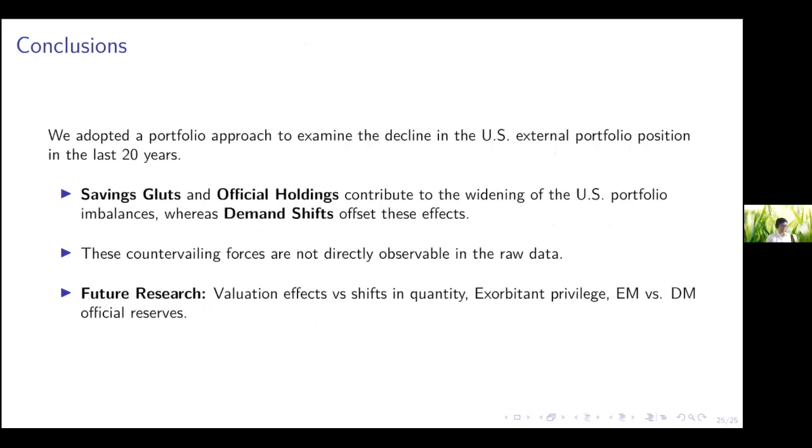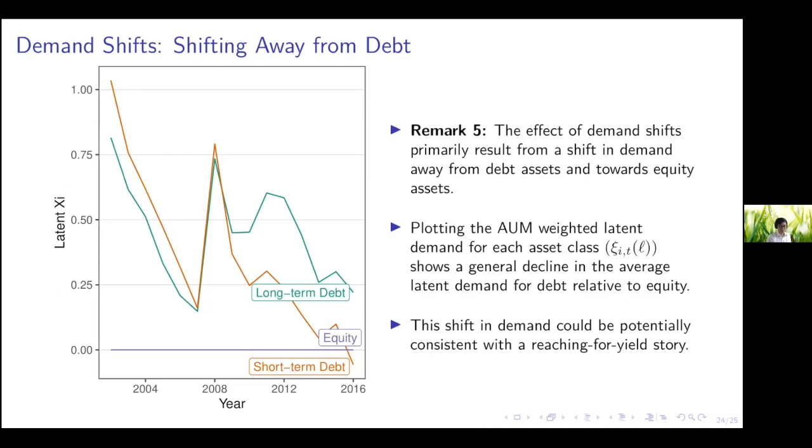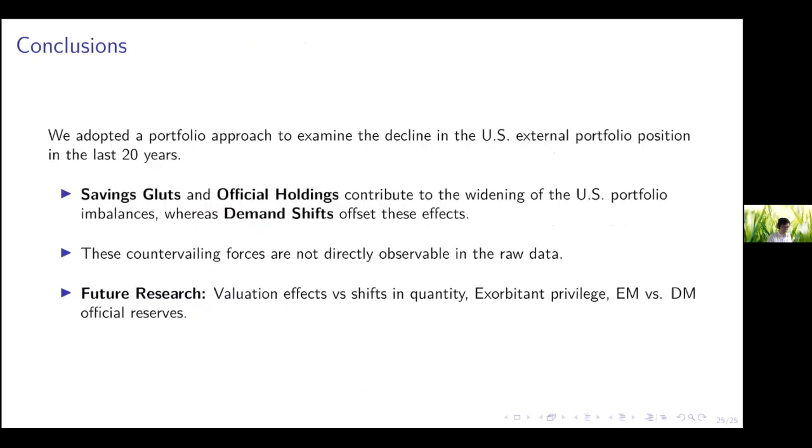All right. So that was the last picture that I wanted to show everyone. I'm going to end a couple of minutes early, but let me conclude. Essentially, what we tried to do here is adopt this portfolio approach, this structural approach, to examine the decline in the US external portfolio position in the last 20 years. What we have shown in the pictures is that savings gluts and official holdings are moving the right way. They're contributing to this widening of the US portfolio imbalance.